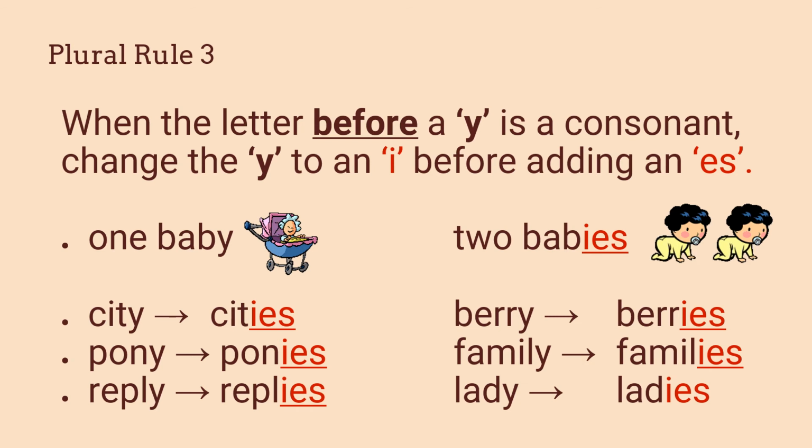Plural rule number 3. When the letter before a y is a consonant, change the y to an i before adding es. For example here, one baby. The word baby ends with a y, so if it is in plural form, you will have to replace y with an i and add es. Like in this picture, there are two babies. Then the word city, it ends with a y, so again, replace y with an i and then add es.